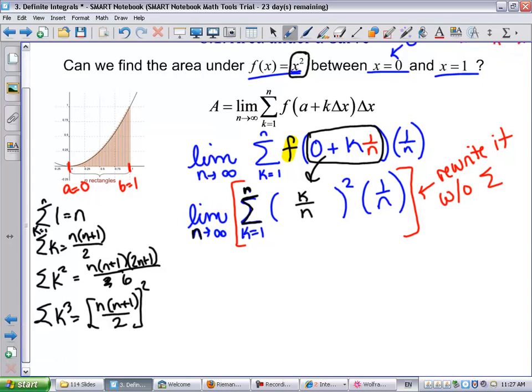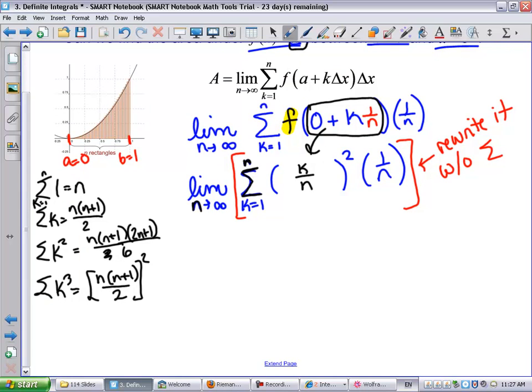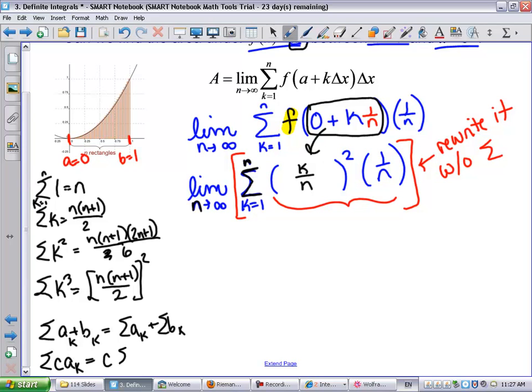But we don't have just one of those problems here. We have this complicated expression, right? So what do we do? We also can use the sigma notation simplification rules. So if you have the sum of something plus something, you can split it up. And if you have the sum of a constant times something, you can pull the constant out. So what of those rules can we use right away?